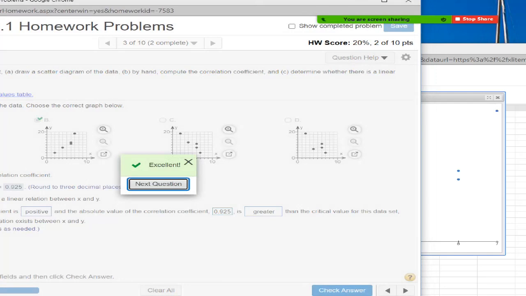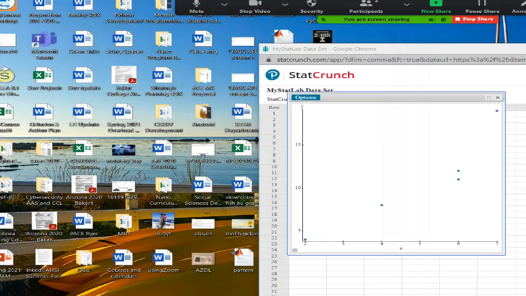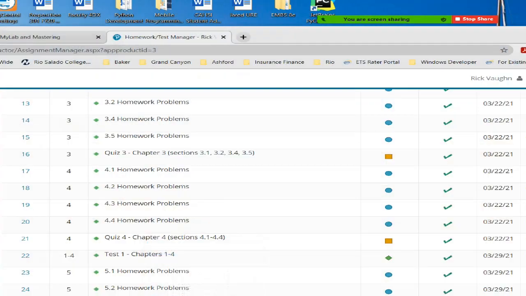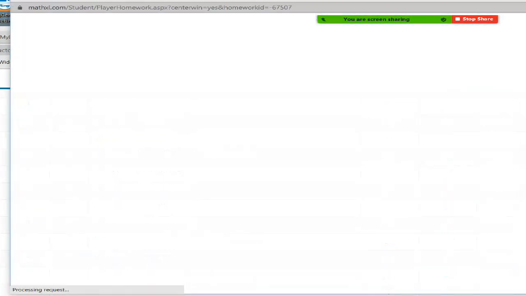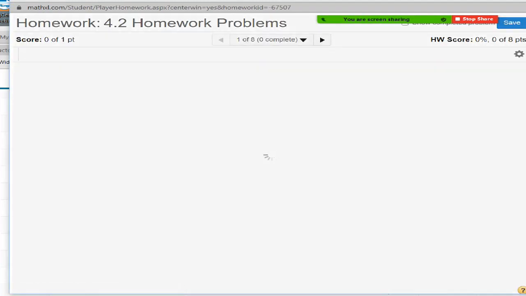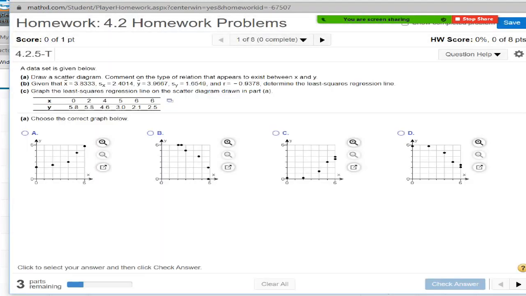Anyway, we looked at a scatter plot, we looked at calculating the correlation coefficient in StatCrunch, and we looked at interpreting some of these results by comparing it to the critical values. For just a moment, let's try one problem from 4.2. In 4.2, we're actually going to graph what's called the least squares regression line on the scatter plot itself. I'll just do this first one.